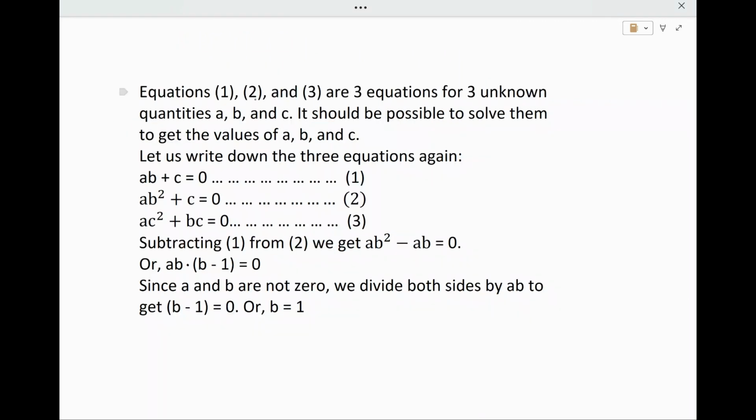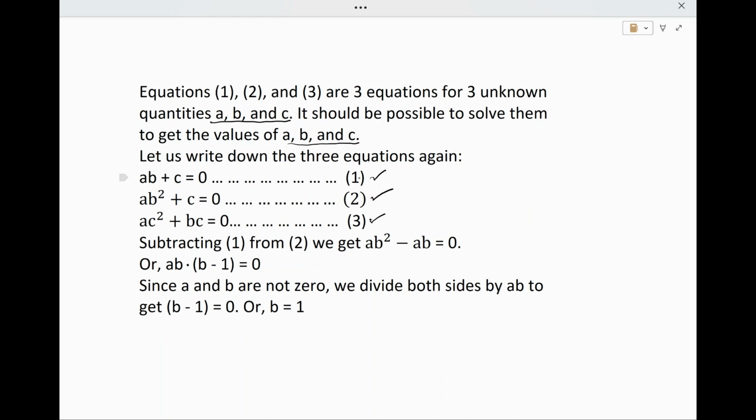Equations 1, 2 and 3 are three equations for three unknown quantities a, b and c. It should be possible to solve them to get the values of a, b and c. Let us write down the three equations again. The first equation is ab + c = 0. The second equation is ab² + c = 0. And the third equation is ac² + bc = 0.